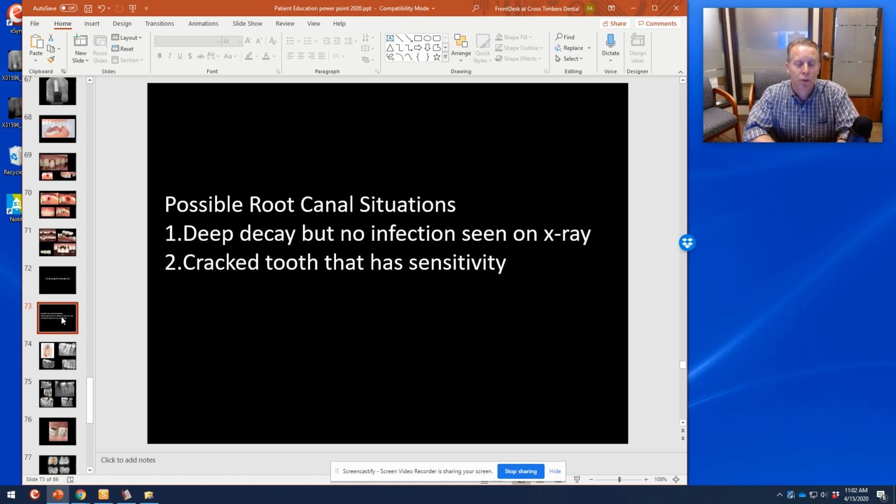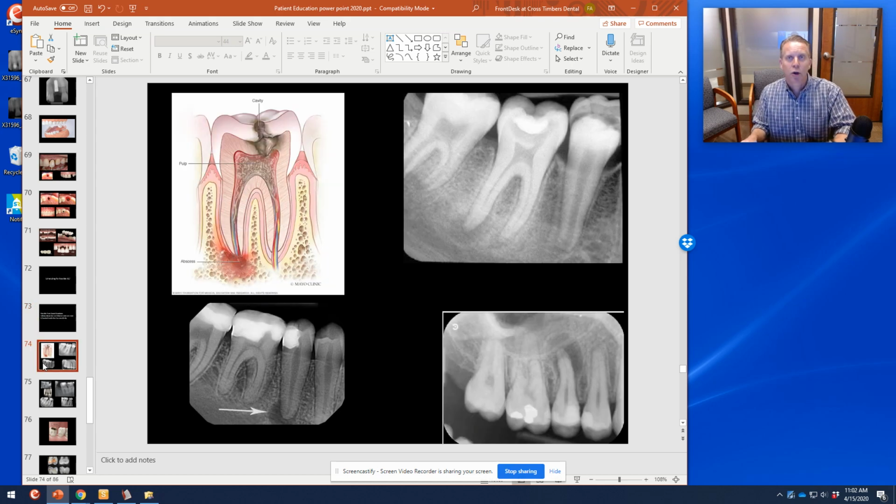There's really just going to be two of those. It's going to be somebody who has a deep decay, but there's no infection seen on the x-ray. Or it could be someone who has a cracked tooth but they've got sensitivity. Again, there's no infection, but they just have sensitivity when they're biting on a tooth that has a crack in it.